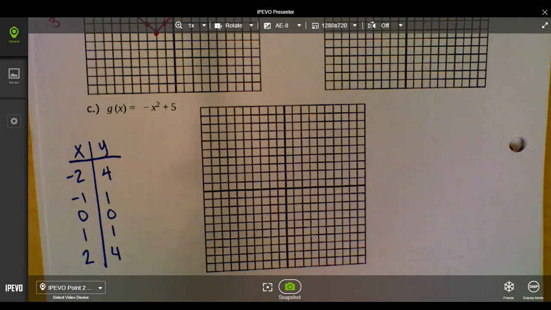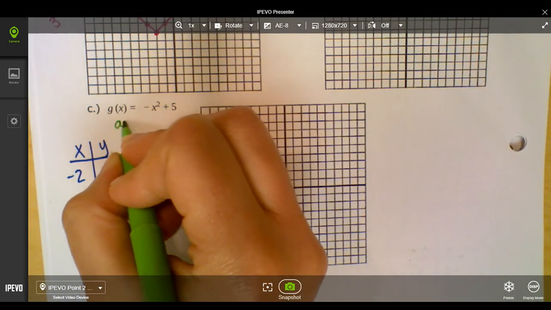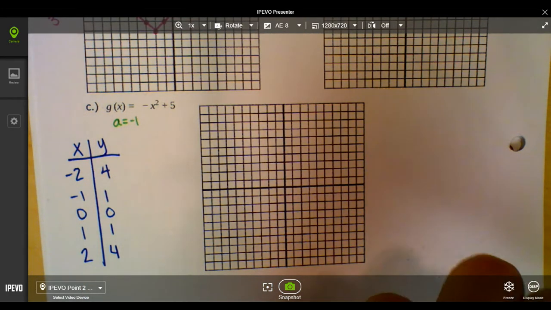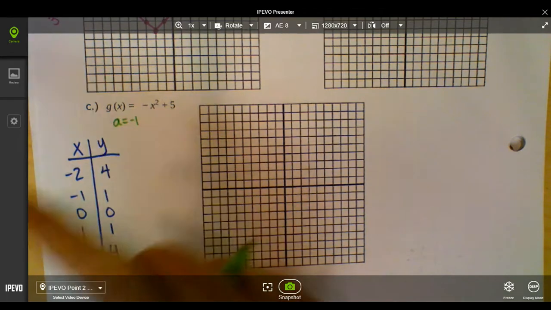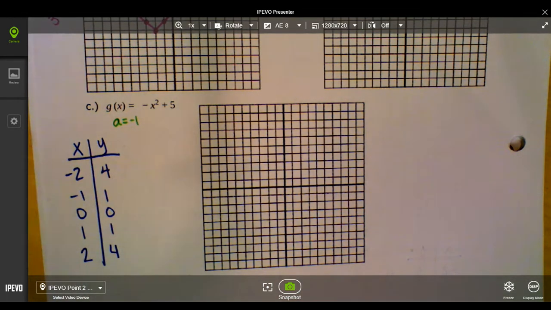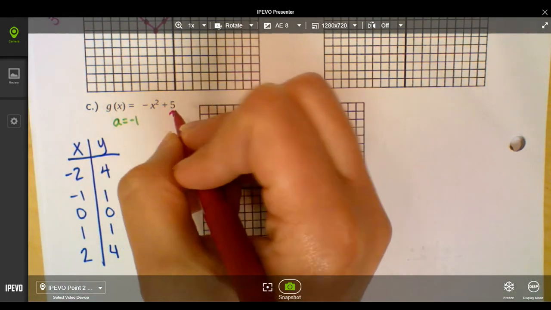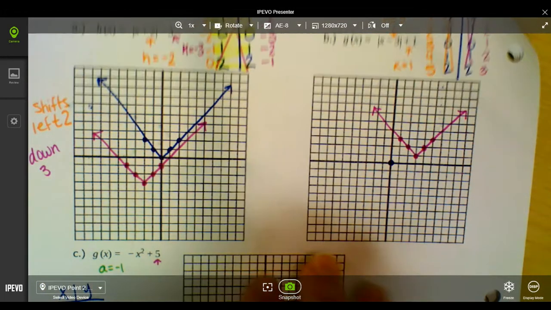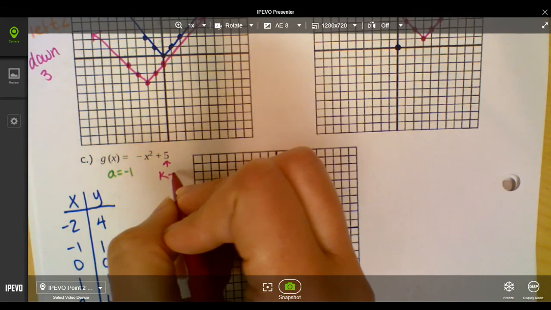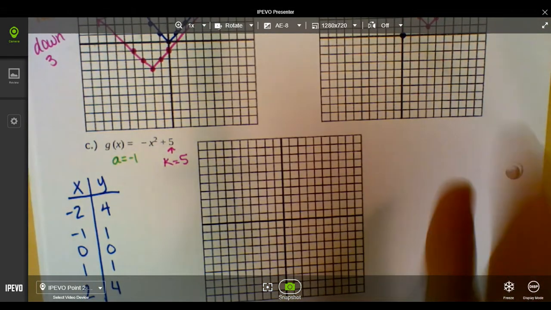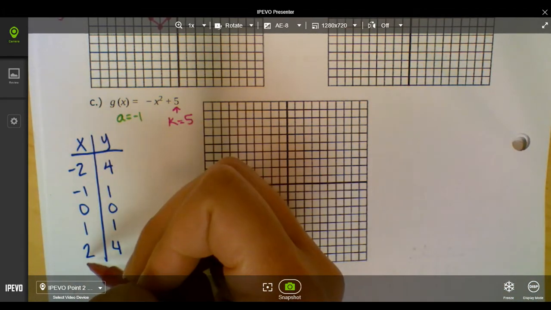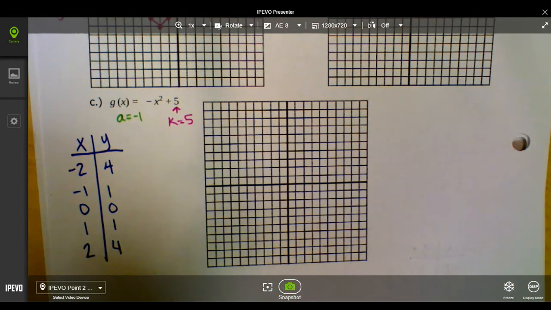Okay, so now let's see what we got going on over here. We have an A that is a -1. A's affect your y values and they affect them by multiplying. Then we have a k over here because again, this 5 is not in parentheses, it's not doing whatever the x is doing, it's outside. So my k is 5. My A's and K's both affect my Y values. So nothing's happening to these X values. They get to be left alone this time.